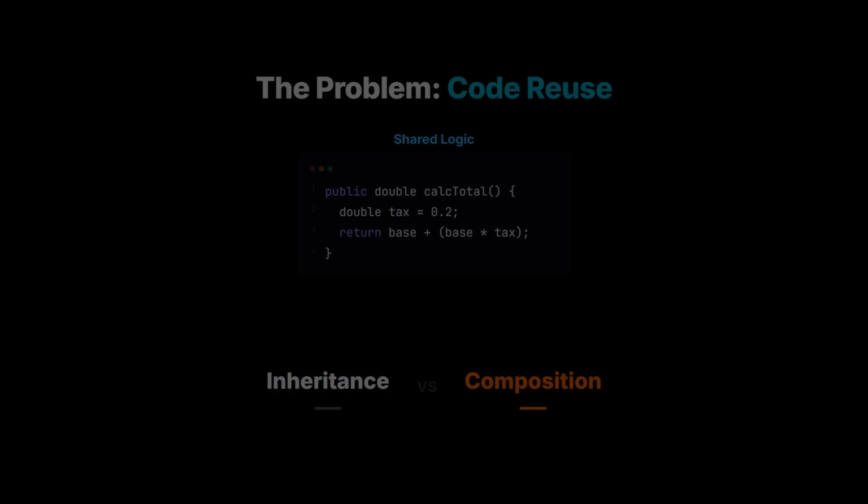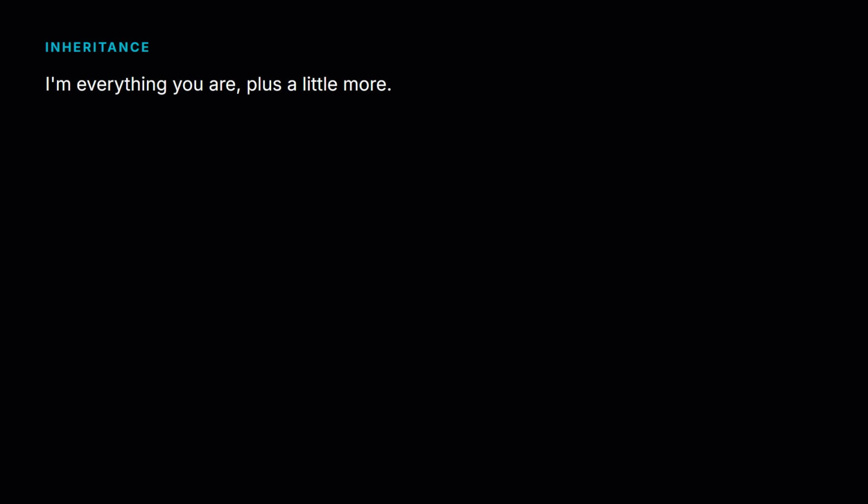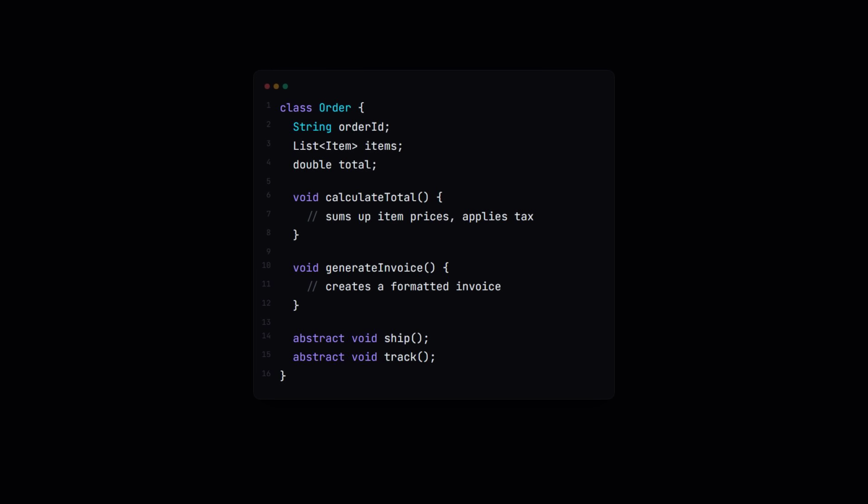Let's start with inheritance. Inheritance is when you have a class that already does something useful and you create a child class that extends it, basically saying, I'm everything you are plus a little more. Let's say we're building an order processing system.